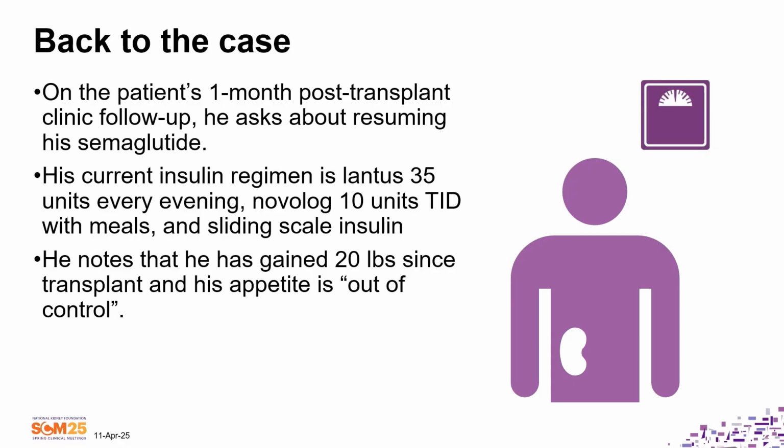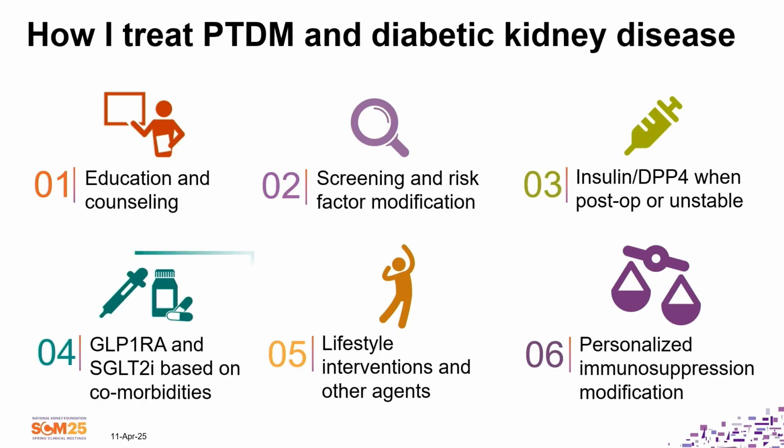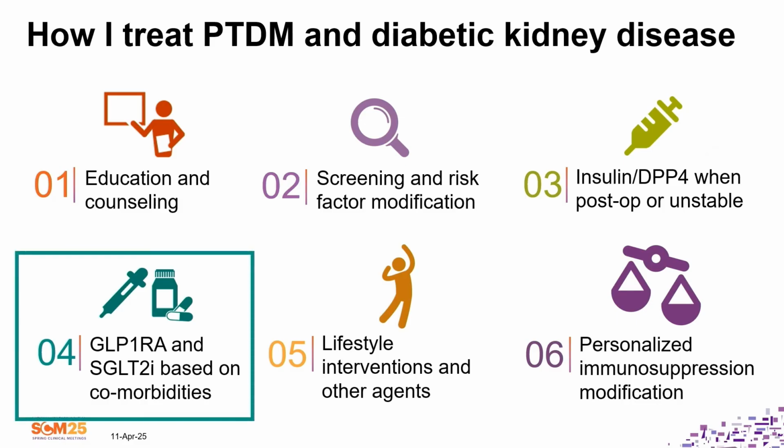And again, going back to point number 1, this is something that I think we should set expectations for patients, that they shouldn't be surprised that this will occur. So point number 4 is using GLP-1 RAs and SGLT2 inhibitors based on comorbidities. And I'm going to spend a little bit more time on this section.